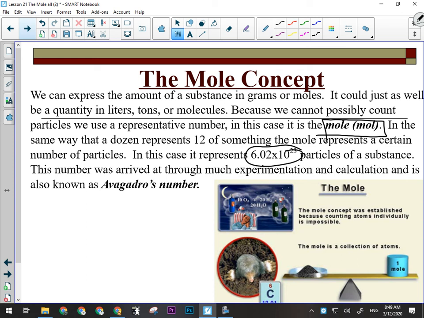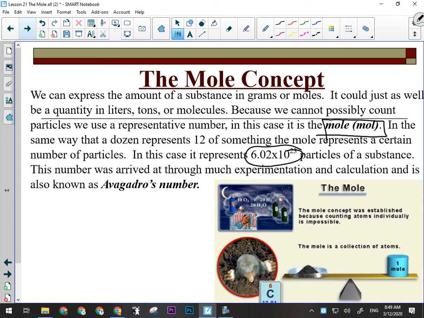So it always represents the same number. Now, that number was arrived at through a lot of experimentation. It wasn't just randomly picked. Nobody would randomly pick a ridiculous number like that. So this was arrived at through a lot of experimentation.